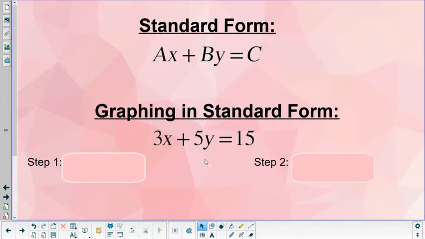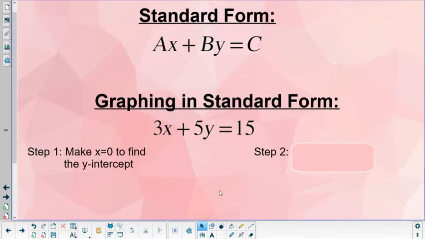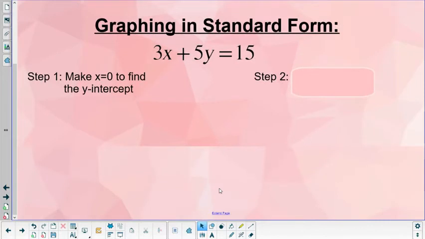Okay, so for example, if we have 3x plus 5y equals 15, the very first thing we're going to do is we're going to make the x-intercept 0, and that will give us the y-intercept. So if you are graphing something, the y-intercept, the x value would be 0. So what I like to do is I like to go ahead and put 0 in. If I put 0 in here, that's going to cancel that part of it out. So I like doing what I call the cover-up method.